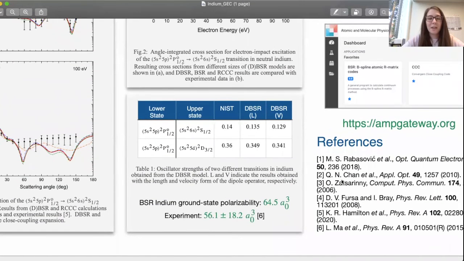Finally, here in Table 1, we show oscillator strengths for 2 transitions in indium as calculated from our DBSR model, and you can see the length and velocity results compare very favourably to the NIST values. We also calculated our ground state polarizability as 64.5 a₀³, which falls well within the experimental values of 56.1 plus or minus 18.2 a₀³.